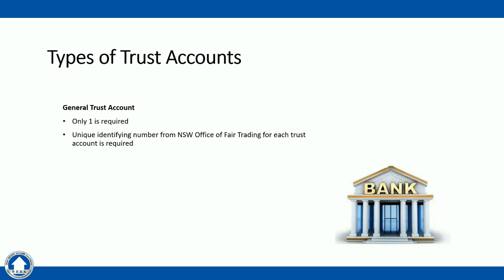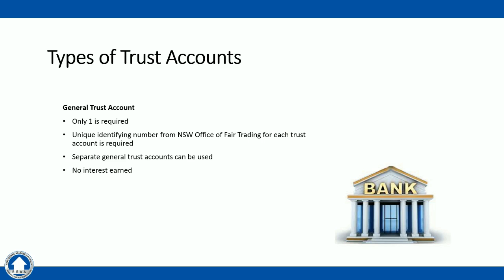The account is then used for all clients and customers that have paid money to the agency in the course of real estate activity. A separate trust account can be opened with a unique identifying number to separate the trust money into departments such as property management and property sales, but it is not a legal requirement. This does, however, allow to easily distinguish between money that has been paid for property sales in comparison to property management.